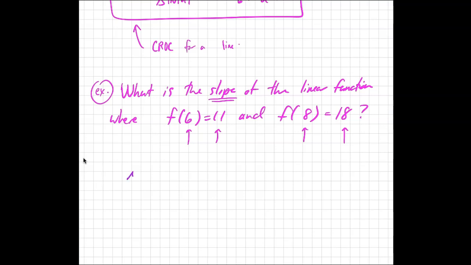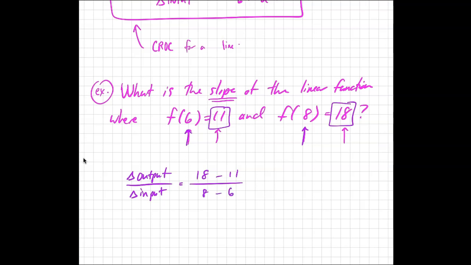So I'd be looking at change in the output over the change in the input. Again, this delta means the change, so that means the difference. So the difference in the output, well, the output is 11 and 18, right? So that's 18 minus 11 over the change in the input. Well, what are the inputs here? So that's 8 minus 6. And again, it's important to use the order end minus start when measuring slope, because subtraction is not commutative, so that order does matter.